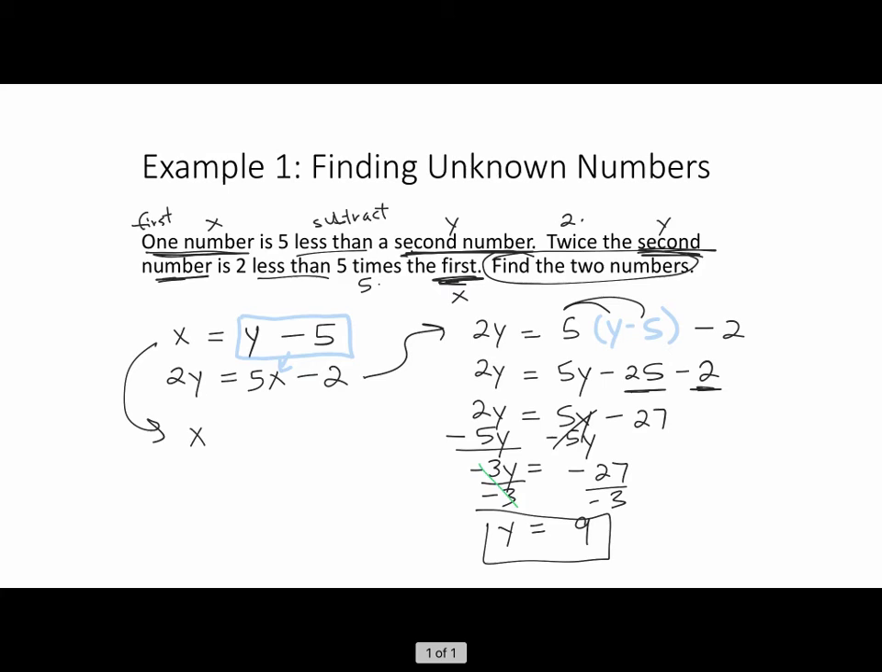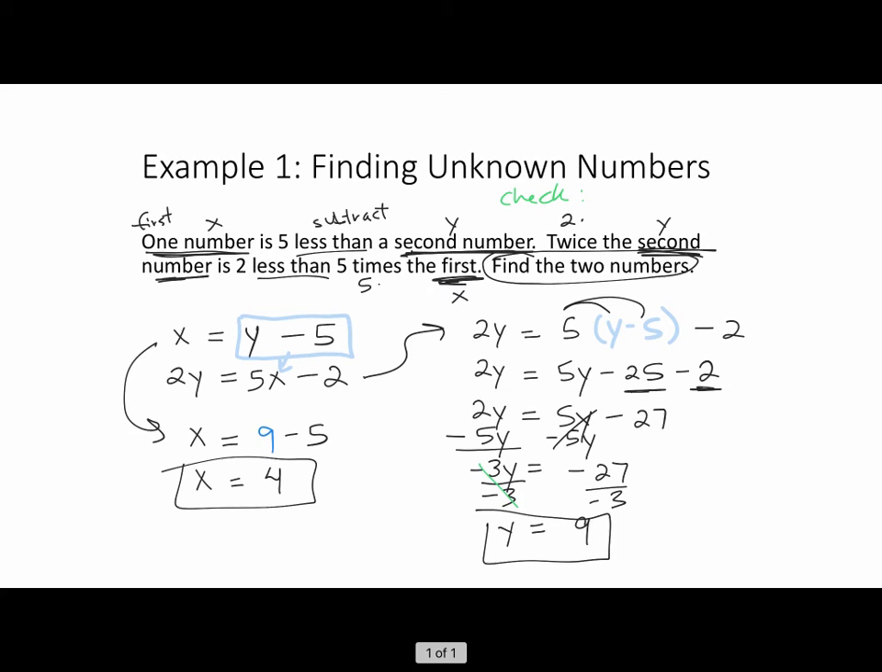So let's take that substituted equation here. And let's put 9 in for y. So x is 5 less than 9, which is 4. Okay, so we think we know what these numbers are. Let's see if they make sense. So let's check it out.